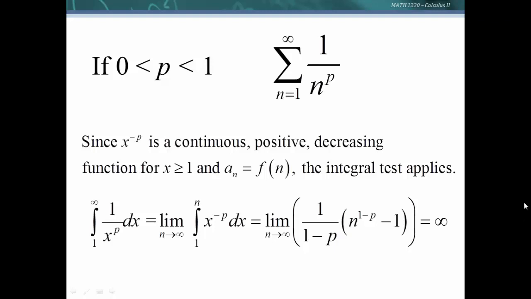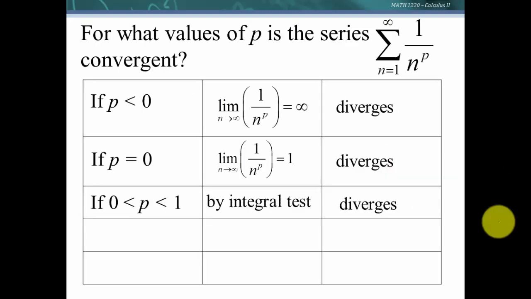So here it is with it already being evaluated. We are evaluating from 1 to n. So here we have this with n, and here we have it with 1. Then we take the limit as n goes to infinity, and remember that p between 0 and 1 is positive. And so even though it's less than 1, because it's positive, as we go to infinity, we are going to approach infinity. So this one by the integral test diverges.